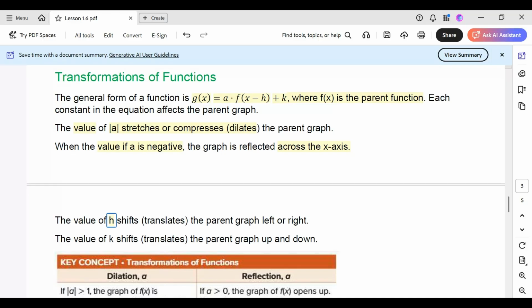The h value is going to translate the graph left and right. The k value is going to translate it up and down.